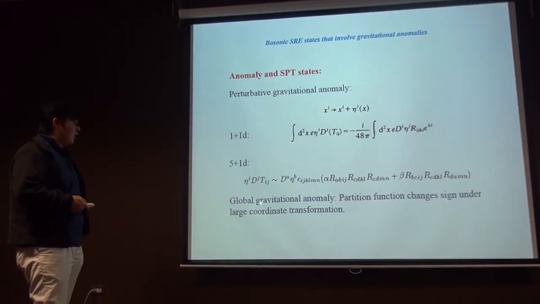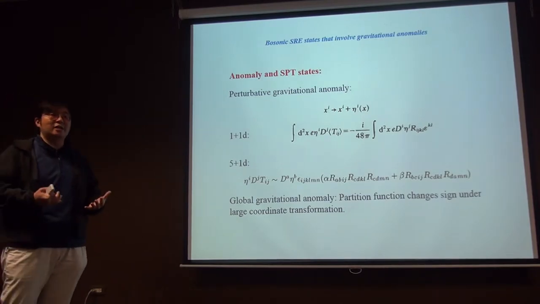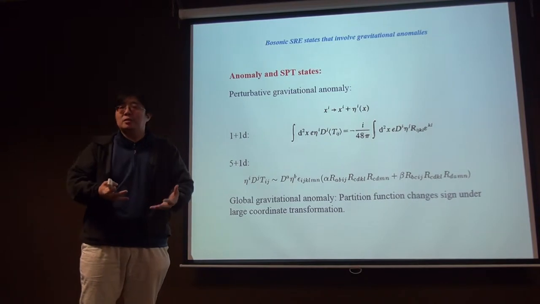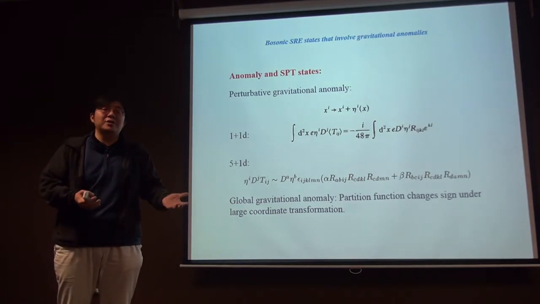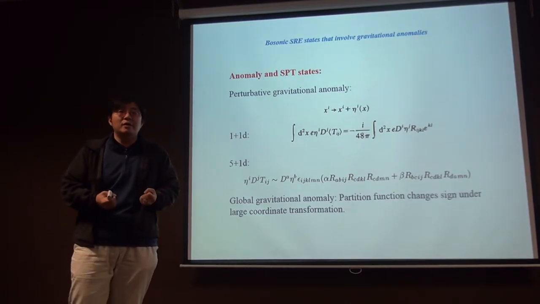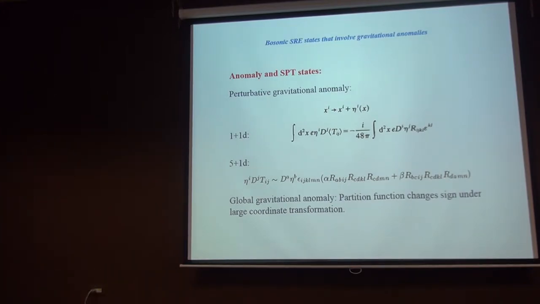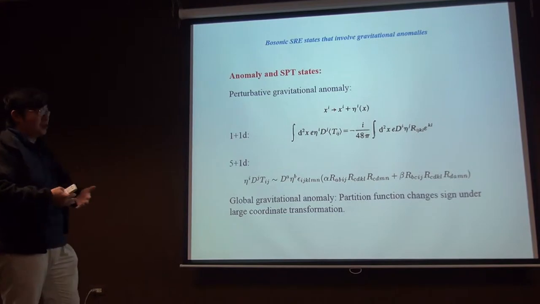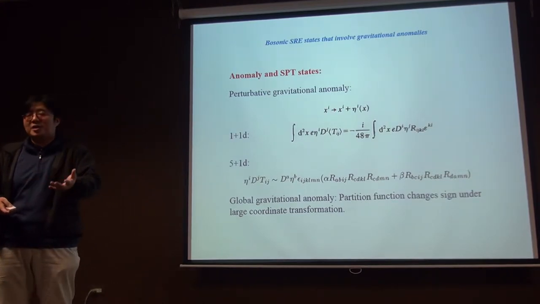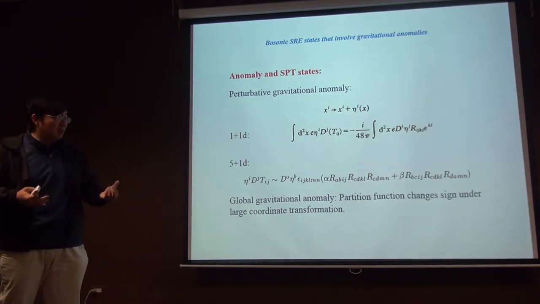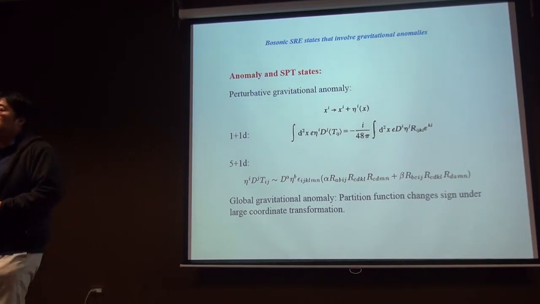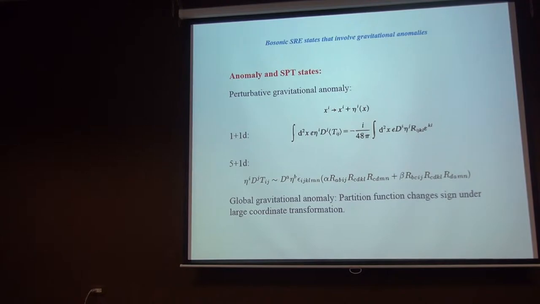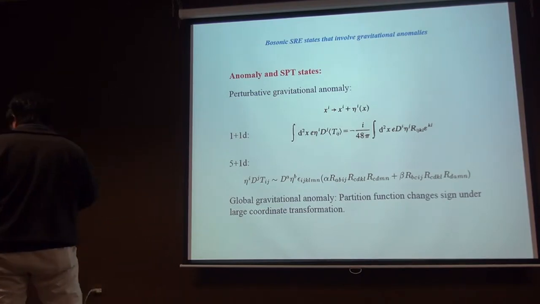So what is the global gravitational anomaly? A global gravitational anomaly simply means that the partition function of that Majorana fermion will change sign under certain large coordinate transformations. It's the same as the well-known SU(2) Witten anomaly. In the SU(2) Witten anomaly, if I do a large SU(2) gauge transformation, the partition function of the chiral fermion will change sign. The same thing happens here. In 7 dimensions and 8 dimensions, if I do a large global coordinate transformation, it's going to make the partition function change sign. So what is large? Large means topologically non-trivial. So this is what gravitational anomaly means.